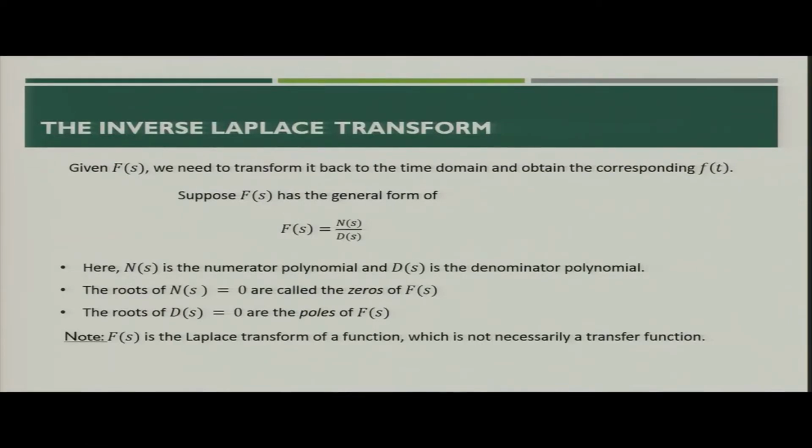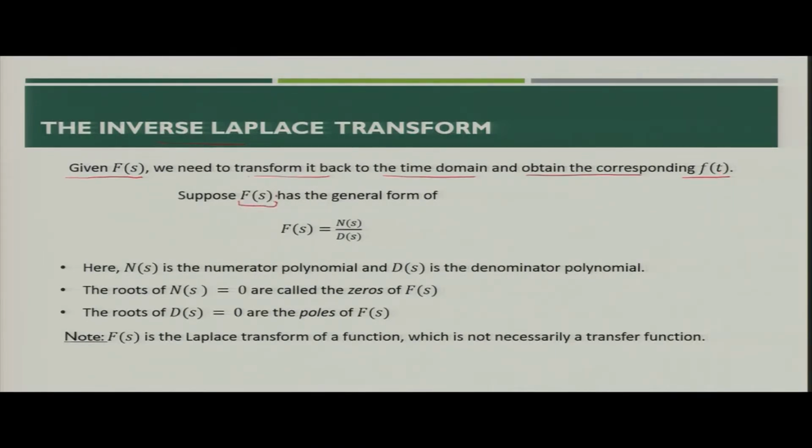So, let us start the discussion about the inverse Laplace transform. In this case, we are given the value of F(s), and now we need to transform it back to the time domain and obtain the corresponding value of f(t).